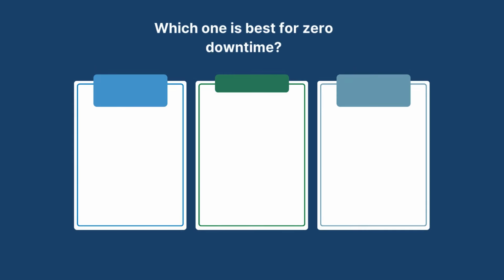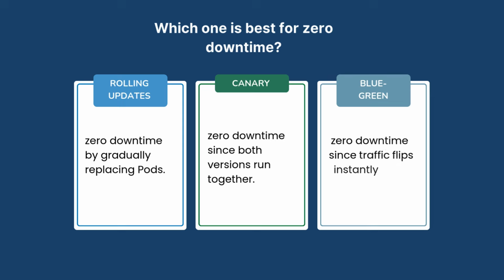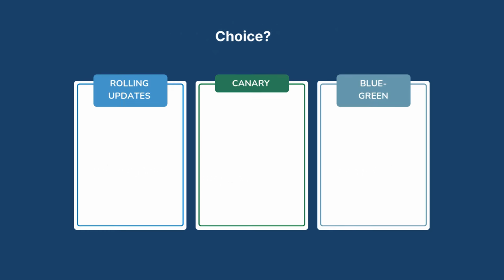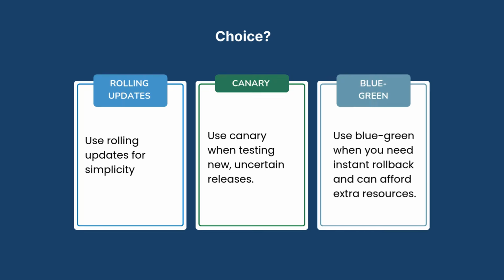So which one is the best for zero downtime? All 3 strategies can achieve zero downtime if used properly. Rolling update is zero downtime by gradually replacing pods. Canary is zero downtime since both versions run together. Blue-green deployment is zero downtime since traffic flips instantly. The choice depends on the situation. Use rolling updates for simplicity, use Canary when testing new uncertain releases, and use blue-green when you need instant rollback and can afford extra resources.